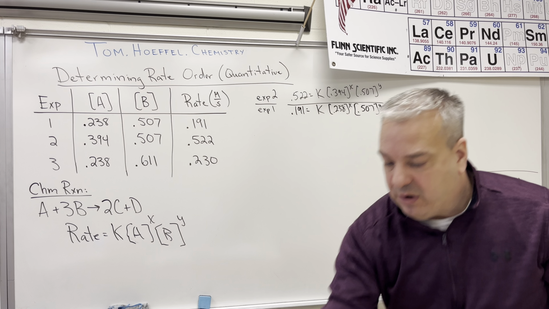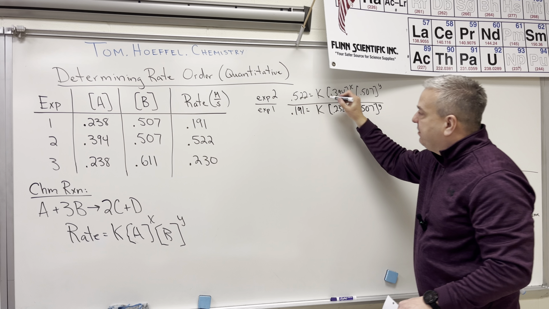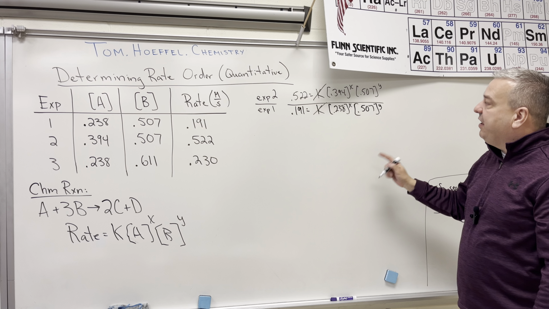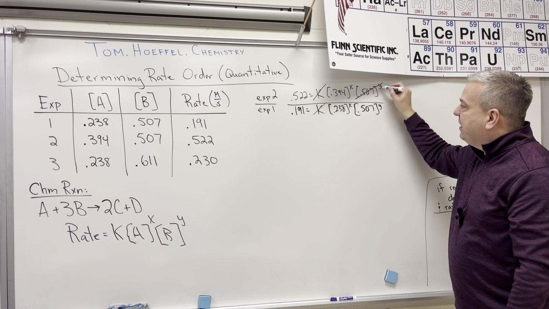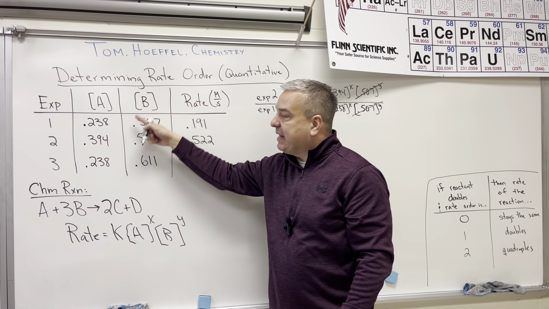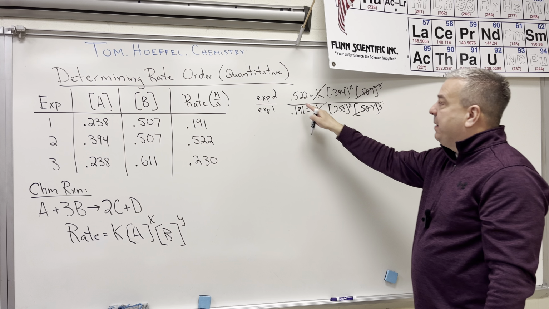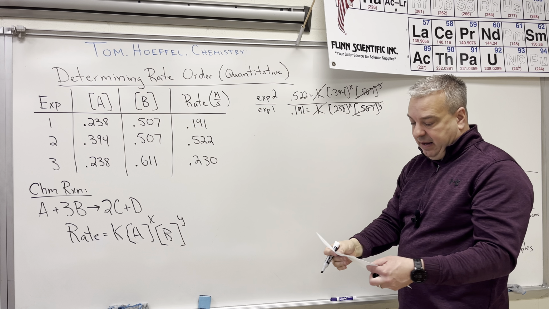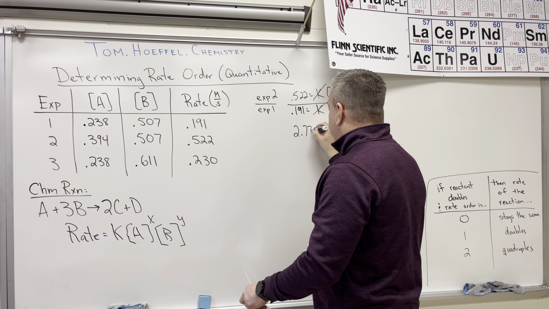When we do all this, we're going to get some things that cancel out. It's really obvious that the K's cancel out. But the other thing that cancels out is really important: 0.507 to the Y cancels out because we kept those things constant, and that was by design. So we're going to take 0.522 and divide it by 0.191. And when we do that, we get this number of 2.73.